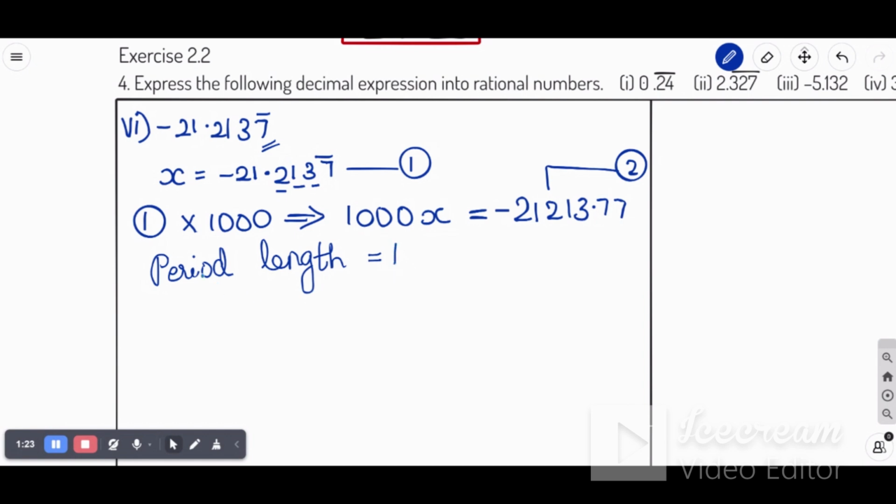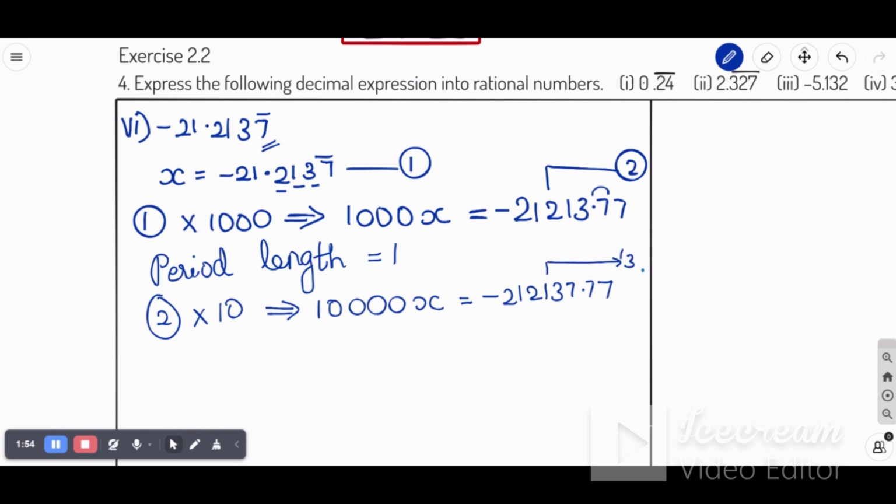So now you have to multiply your equation 2 by 10 since the period length is 1, not by 1. Okay. So if you multiply by only 1 place, you have to add one more 0 here. That becomes your 10,000. I can directly write it, right? So now here also I have to jump one more step. So that will be minus 212137.77. So this will be my equation number 3.